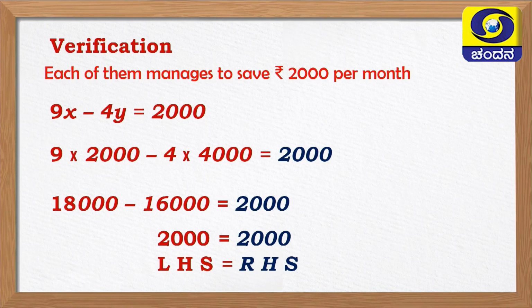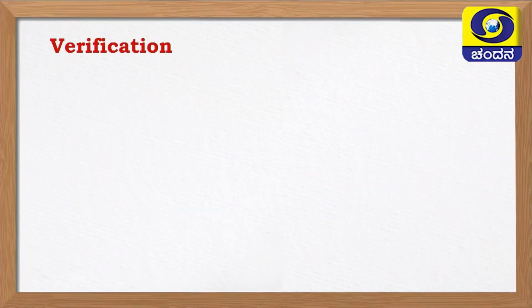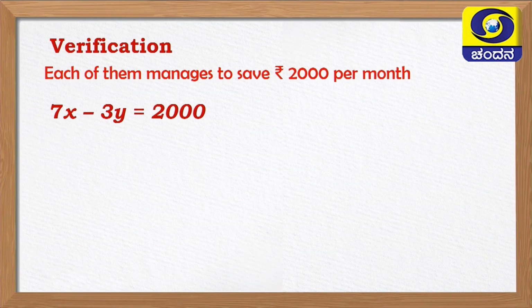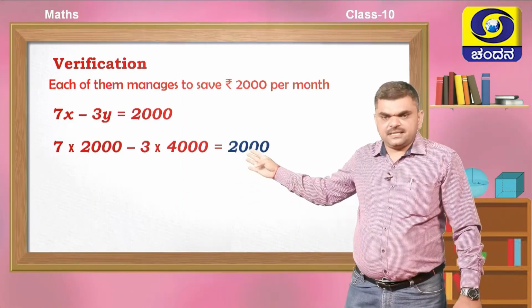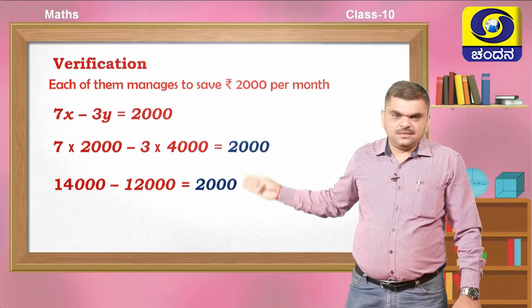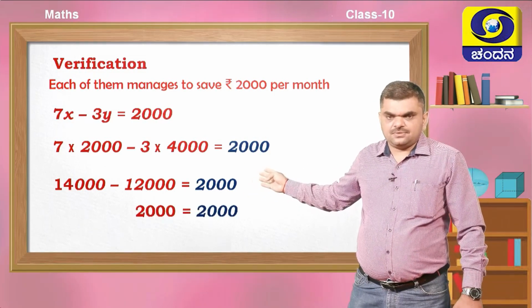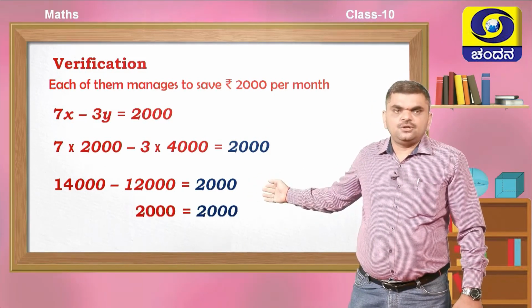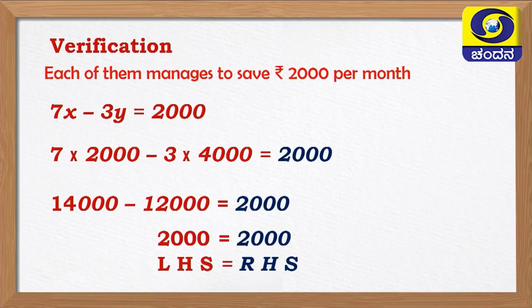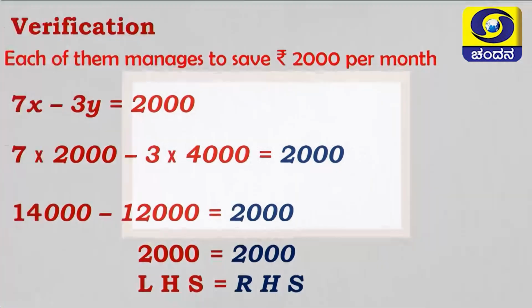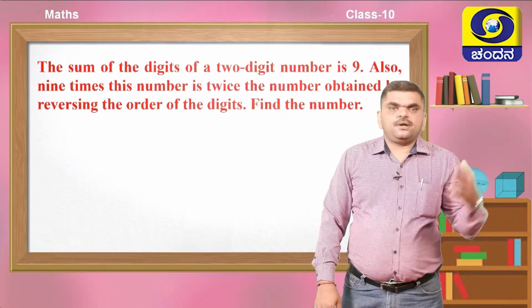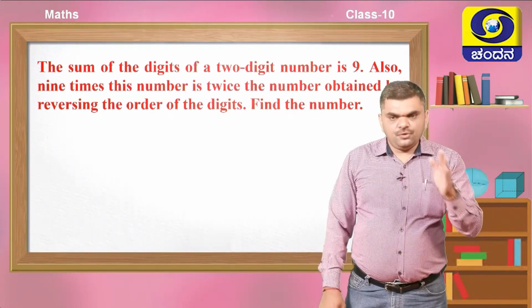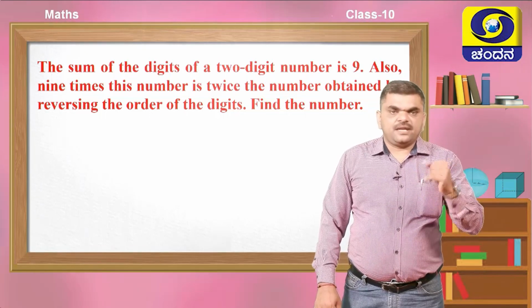Let us verify in terms of the second person, that is 7x minus 3y is equal to 2000. 7 into 2000 minus 3 into 4000 is equal to 2000, that is 14,000 minus 12,000 is equal to 2000. 2000 is equal to 2000, that is LHS is equal to RHS. Here the verification may not be important in the examination, but if you do verification, it is very good.